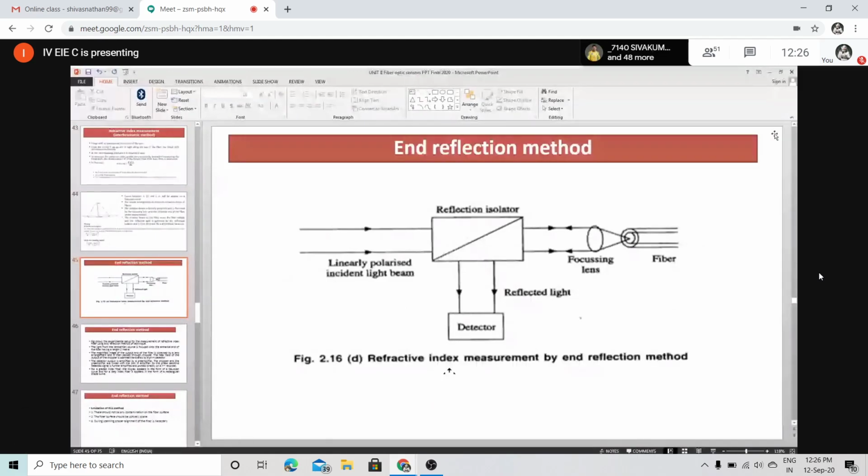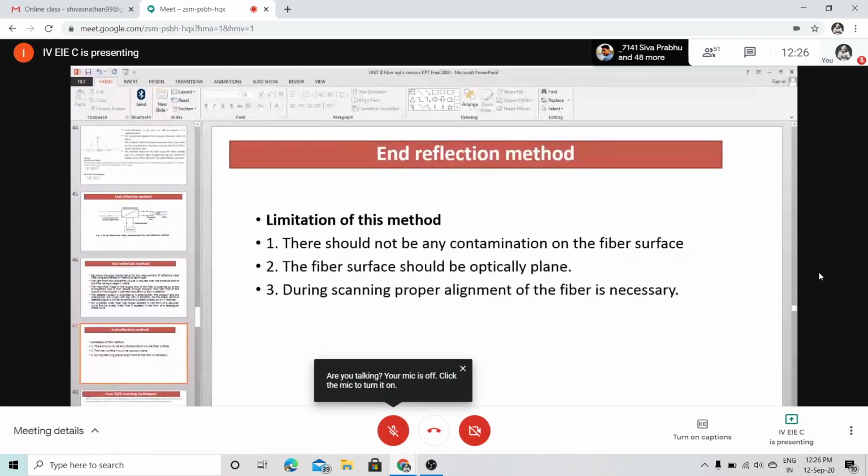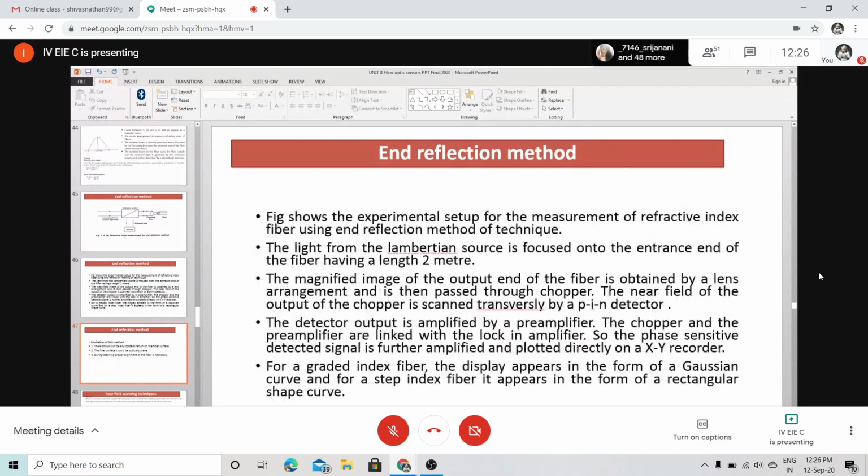So maybe the limitations of this method can be taken. The first point is that contamination of the fiber surface should not be allowed. If I find any contamination over the fiber surface, it will affect my end reflection measurement. Second, the fiber surface should be optically plane, because we are going to take a linearly polarized incident light beam.